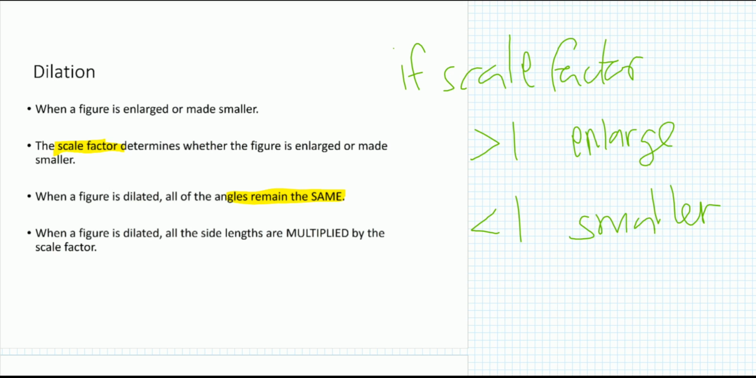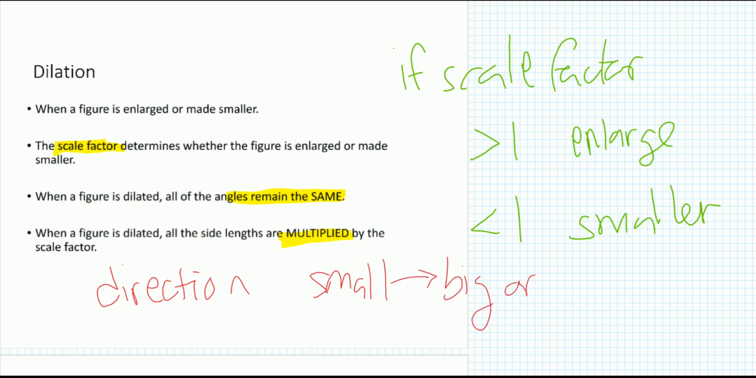And then the last one is understanding the scale factor. When a figure is dilated, all the side lengths are multiplied by the scale factor. So if you know what the scale factor is, if you can figure it out, which I will show you how to, then you just have to apply it to every single side. One of the important things for this section is knowing which direction you're going, right? If your two figures, one is smaller than the other, are you going from small to big, or are you going to do big to small? The direction is extremely important for you to understand and apply.